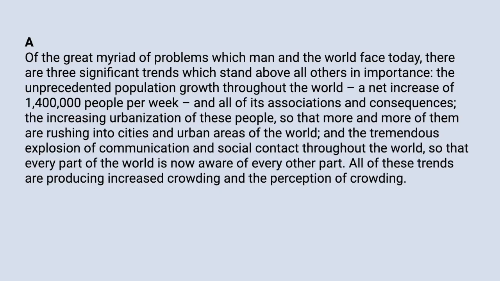Of the great myriad of problems which man and the world face today, there are three significant trends which stand above all others in importance. The unprecedented population growth throughout the world, a net increase of 1,400,000 people per week, and all of its associations and consequences.